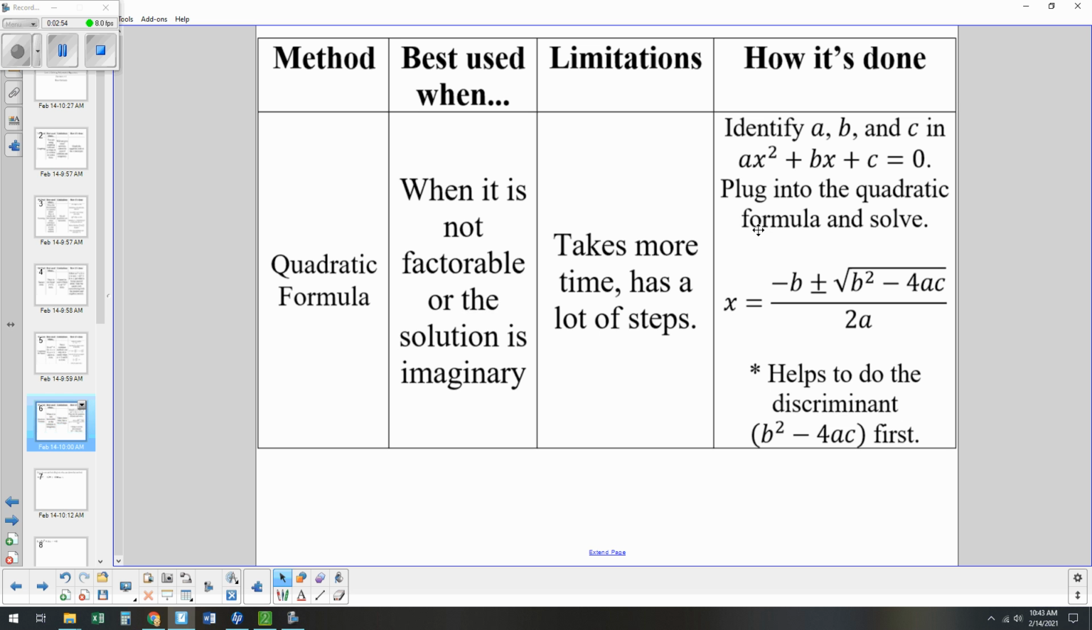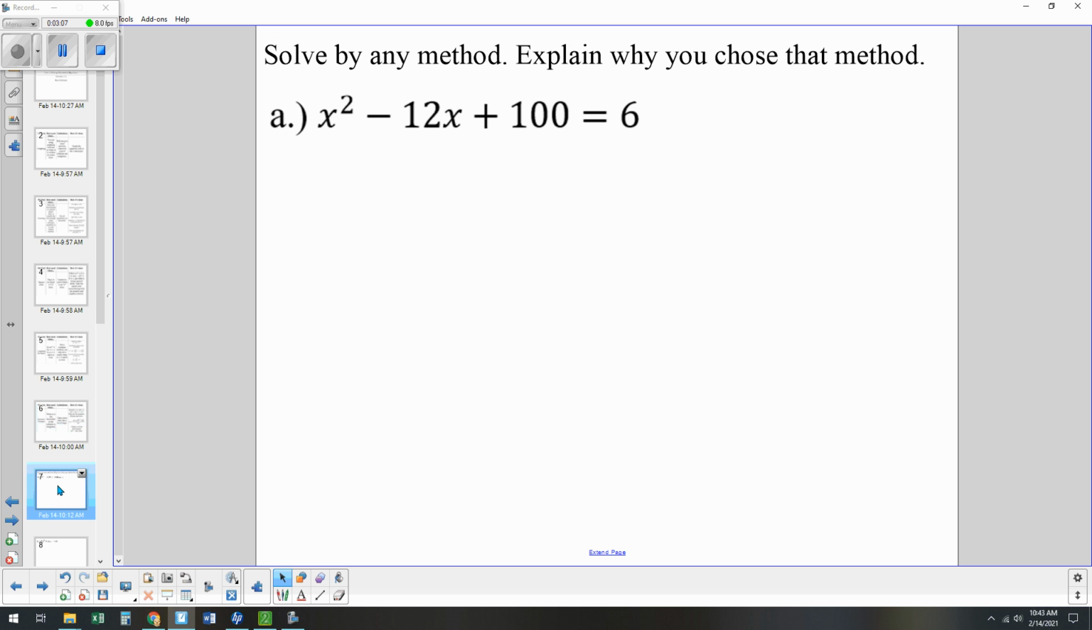How it's done is we identify our a, b, and c once it's equal to 0. We plug it into the quadratic formula and solve. Sometimes it helps to do the discriminant first, and then we have less work inside the quadratic formula. So we're going to look at some problems and see which method we would do for each of these. There may be more than one right answer for how you would choose to do it, but I'm just going to show you one method.